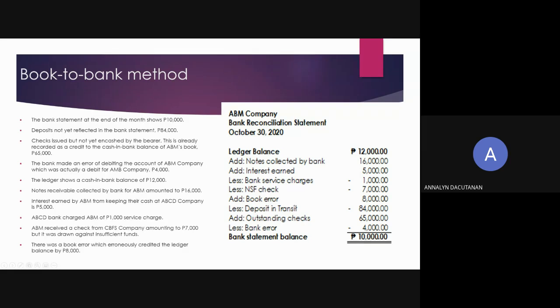But since we are performing book-to-bank method, we have to reverse the formula. That's why we are deducting 84K. Outstanding check, dapat minamino siya. But since we are performing book-to-bank, we are now adding it back. Same with the bank error. Instead of adding it, we are now deducting it.